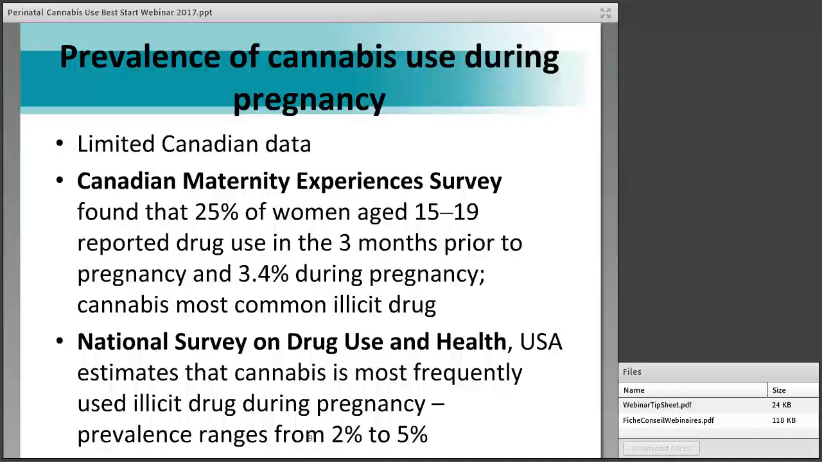Data from the National Survey on Drug Use and Health from the U.S. also has found some similar estimates, and they found that their prevalence of illicit drug use during pregnancy was anywhere from 2 to 5%, and also similarly, cannabis being the most frequently reported illicit drug use even during pregnancy.